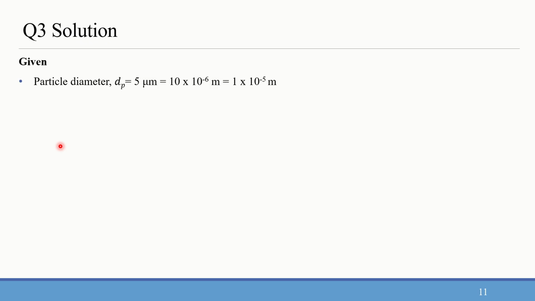Now we will go to question 3. In question 3, the settling velocity of the spherical aggregate is asked in micrometer per second. In the previous question we found the settling velocity of the individual particle. Now we are asked to find it for the spherical aggregate, and for that we need the density of the aggregate. I'll show you how to do that. So the particle diameter is 5 micron.